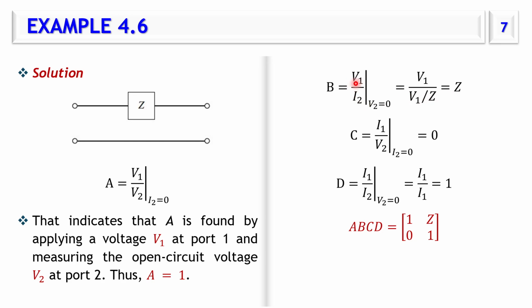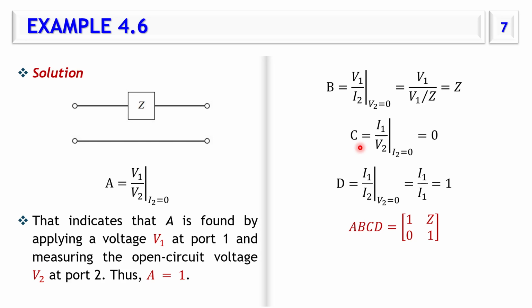B will equal V1 over I2 when V2 equals 0. V2 equals 0 means there is a short circuit here. If we apply the voltage V1 here, there will be a current going out of port 2. This current equals V1 divided by Z. So B will equal V1 divided by V1 over Z, which equals Z.